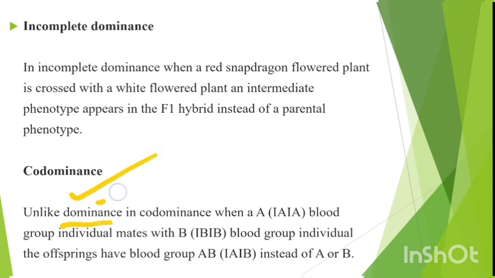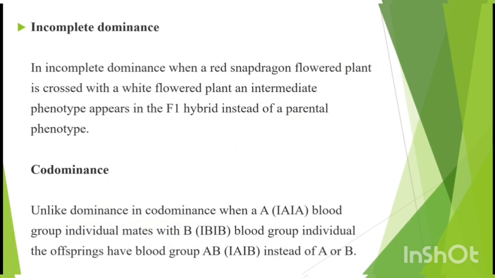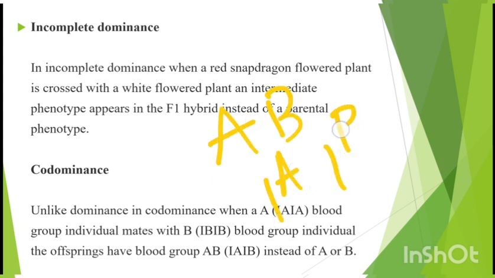Next is codominance. Codominance means, unlike dominance, both alleles express themselves. For example, AB blood group. For A blood group, IA is responsible. For B blood group, IB is responsible. But in AB blood group, both IA and IB express themselves. So both of the alleles express themselves and coexist in the case of codominance.